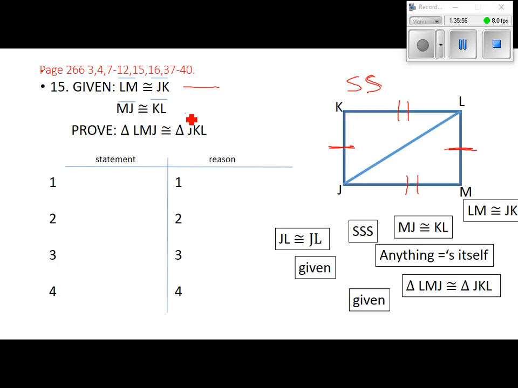I look over here, and the first thing I should have seen when I looked at the diagram is that the two triangles share segment JL. So we know that segment JL is congruent to segment JL, and our reason is anything equals itself. So that's another pair of sides. That's enough to say that the two triangles are congruent, and that's what we're trying to prove. So I should be able to write this out as a 2-column proof.